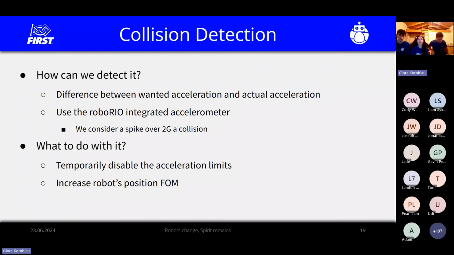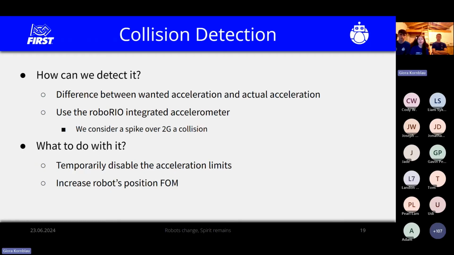So we use our RoboRio integrated accelerometer. We get the information from that, and we consider a spike over 2G a collision. So that's how we know when we have collided with something on the field.